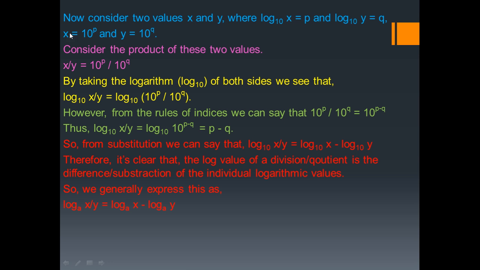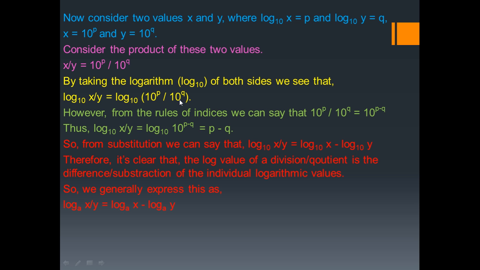So from the powers and indices and the relationship between the powers and the logarithms, you can say x equals 10 to the power p and y equals 10 to the power q. So when you consider the quotient of these values, x divided by y is equal to 10 to the power p divided by 10 to the power q. So by taking the logarithm of both sides, we can say that log of x divided by y to the base 10 is equal to log of 10 to the power p divided by 10 to the power q, right?